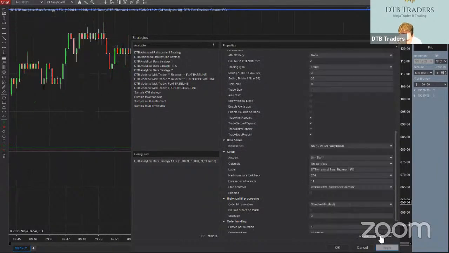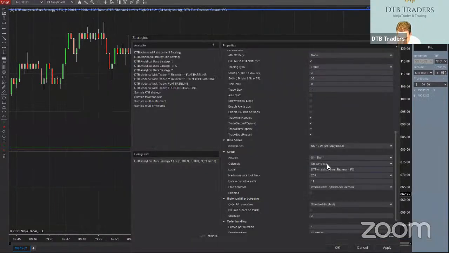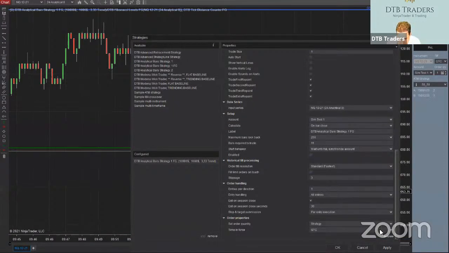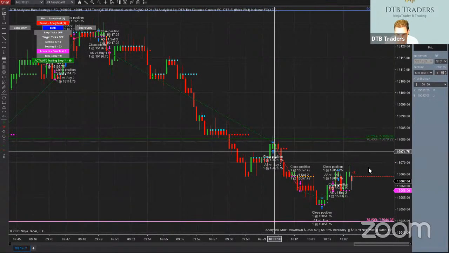And then go template, load, and then pop on that. I must delete some of these damn templates, saying that there's too many of them. So enable, apply, and okay.